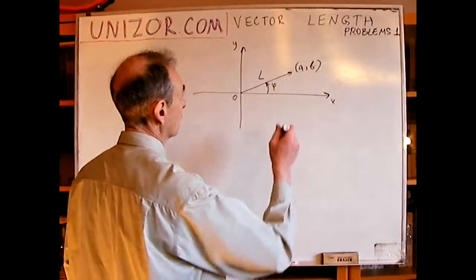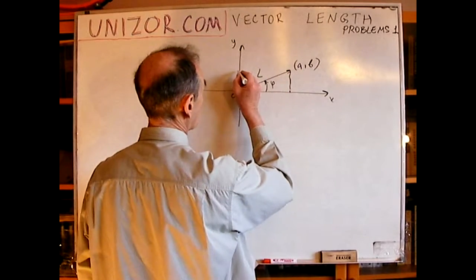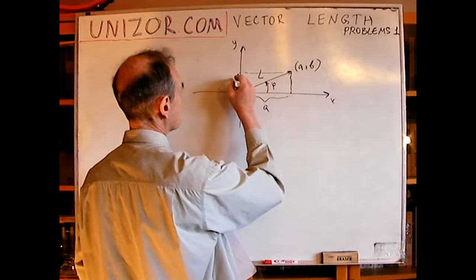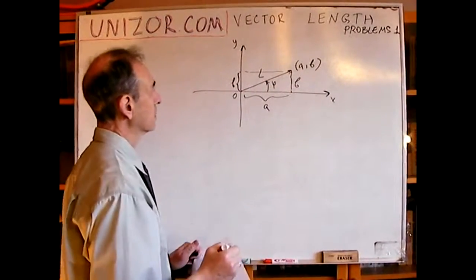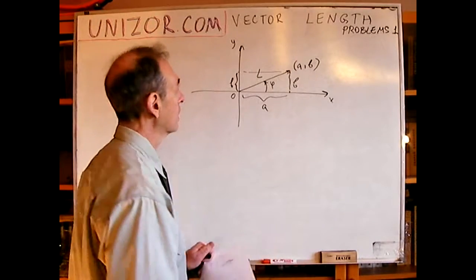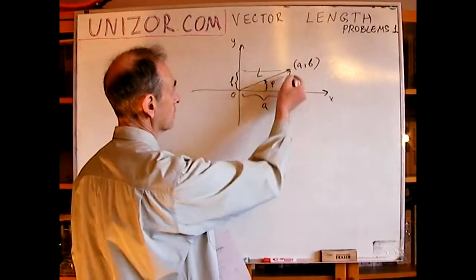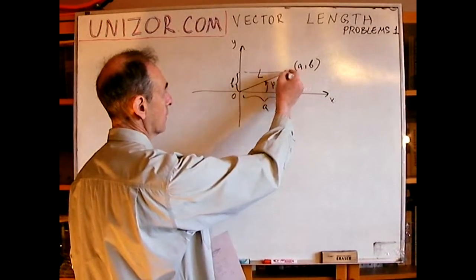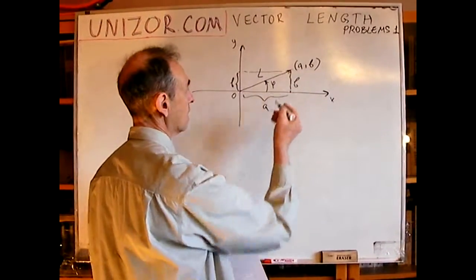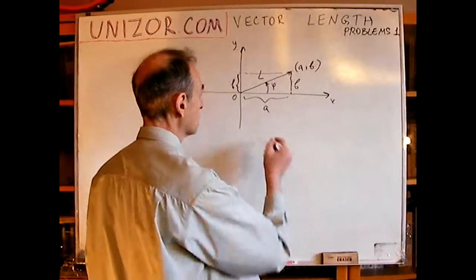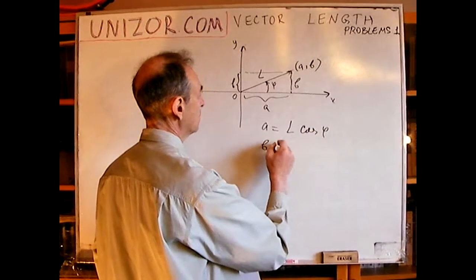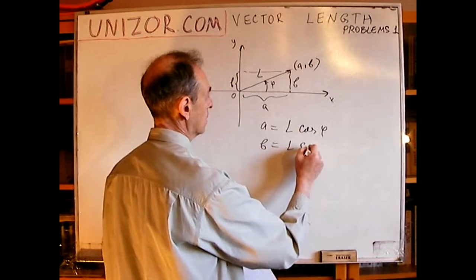Now, obviously, the coordinates are A and B. And all we need to do right now is to use the plane trigonometry of the right triangle. The right triangle is obviously this one. The vector itself plays the role of the hypotenuse, and the coordinates A and B are basically the two legs. So A is equal to L cosine of phi, and B is equal to L sine of phi.